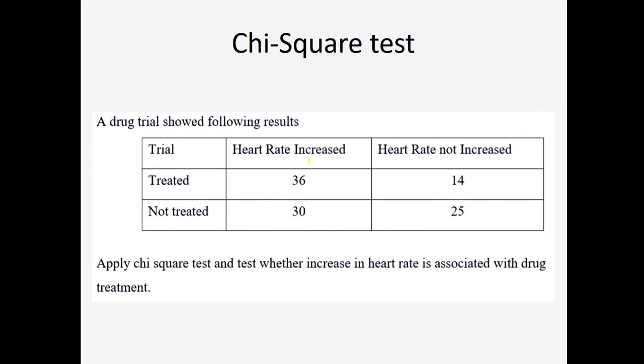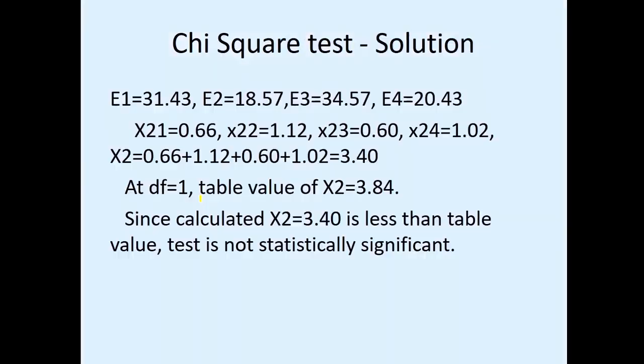So here is one example for the chi-square test: heart rate increased and not increased, trial treated and not treated. So we are applying this exposure, the expected value in the first cell, second cell, third cell, and fourth cell. We are calculating the cell values and the chi-square statistic, and we get 3.40 as the chi-square statistic. The degree of freedom for a 2 by 2 table is going to be 1. The chi-square cutoff is 3.84. Since this 3.40 is less than 3.84, the calculated chi-square value of 3.4 is less than the table value. So the test is not statistically significant. So you cannot reject the null hypothesis, and you reject your alternate hypothesis.